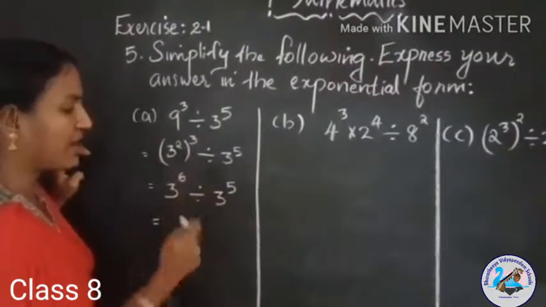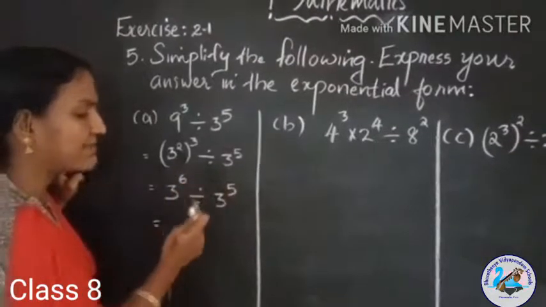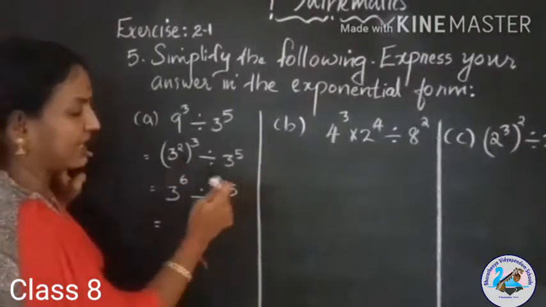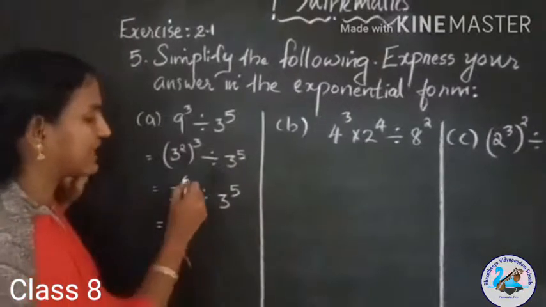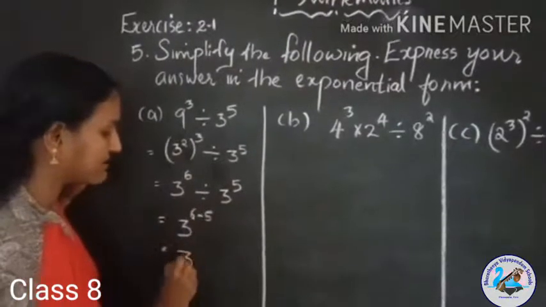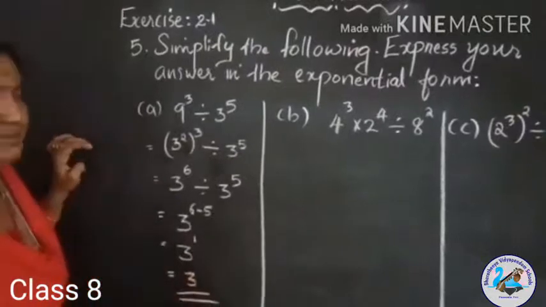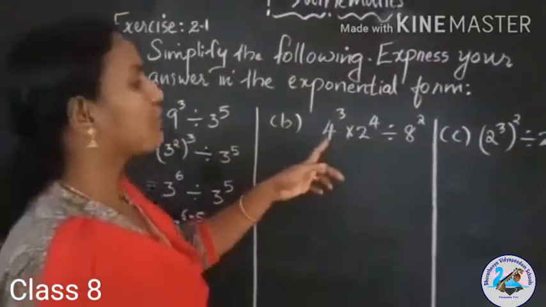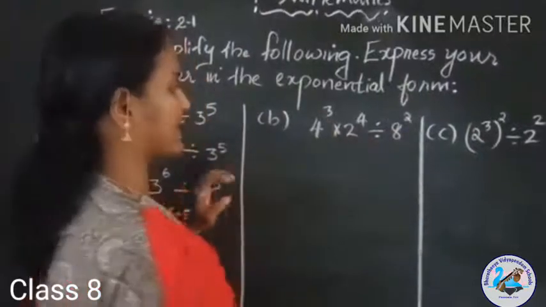Again we use the formula. Here the bases are same, powers are different. So a power m divided by a power n is a power m minus n. So 3 raised to 6 minus 5 is equal to 3 raised to 1, which is 3. The next question: 4 cube into 2 raised to 4 divided by 8 square.